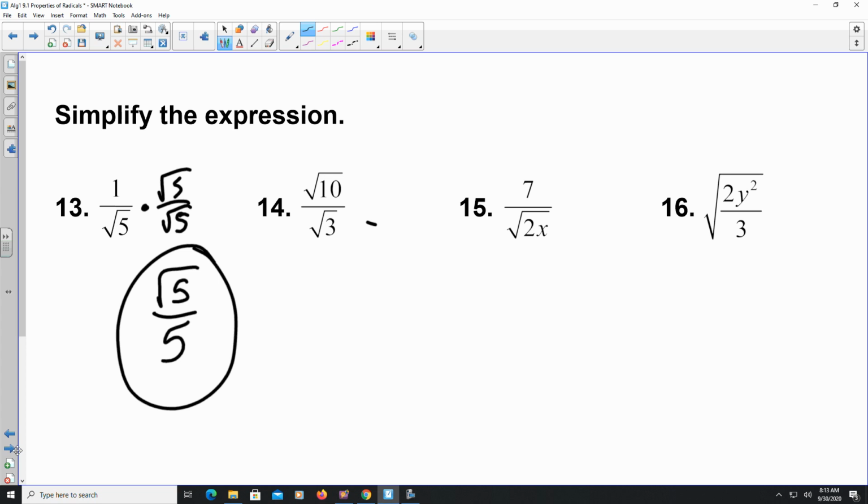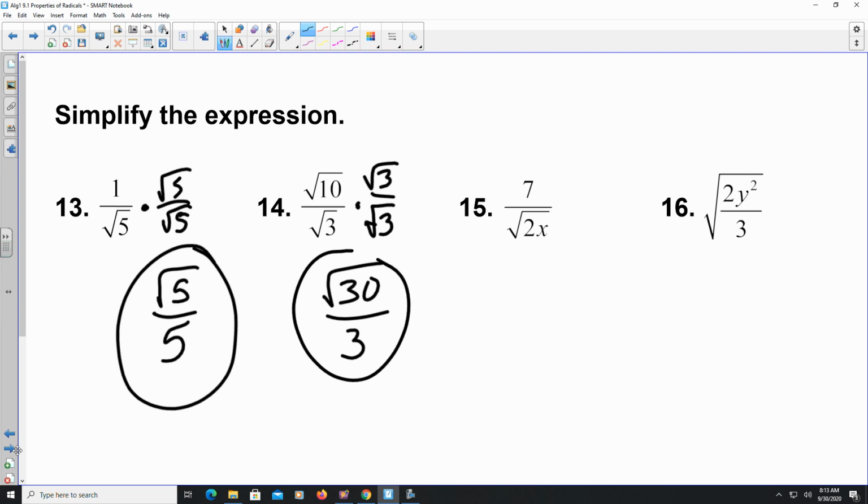Looking at 14 here, I'm going to multiply everything by square root of 3 over square root of 3. Square root of 3 times square root of 3 is 3. 10 times 3 is 30, so I got the square root of 30. And thinking about this, is there any perfect square number? 30 divided by 4, no. 30 divided by 9, no. I don't think so. So this is my simplified expression.